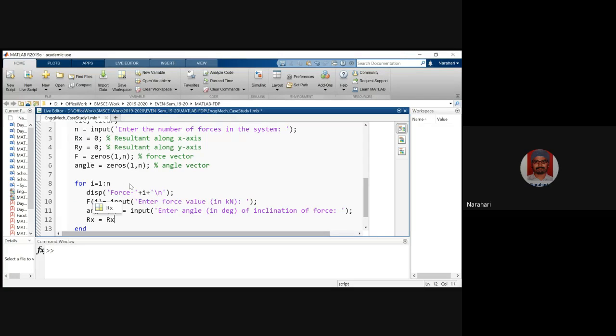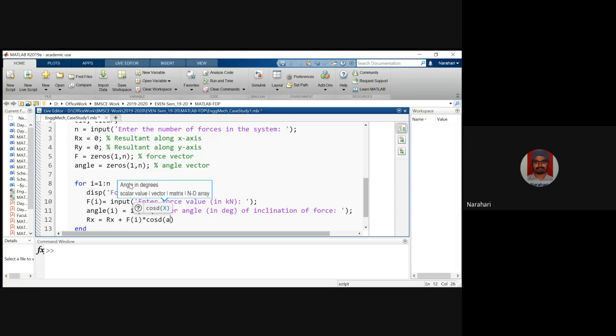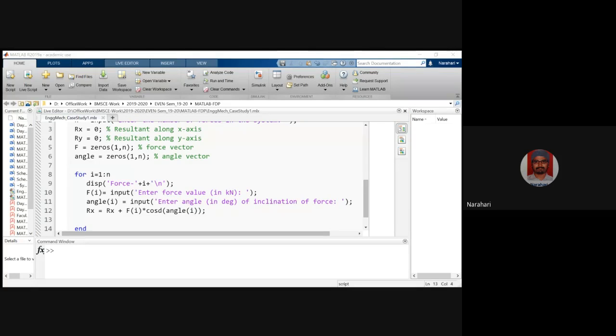equals Rx plus F of I star cos D. What is cos D? Anybody? Do you remember? What is cos D? Yeah, cos in degrees, correct.